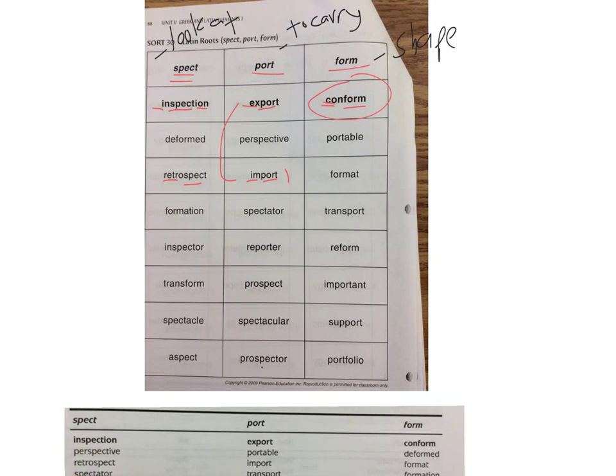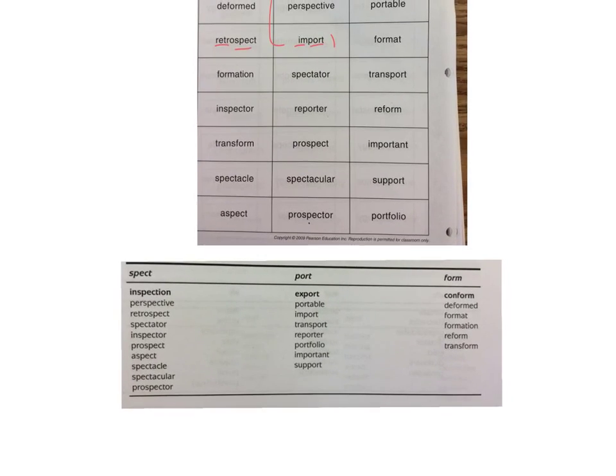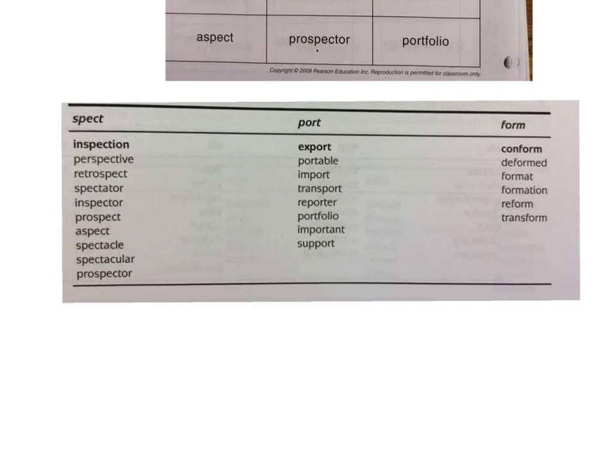Again, spect is look at, port is carry, and form is shape. So these words are all going to have something to do with looking at something. These are going to have to do with carrying or moving something. These are going to have to do with shape or format of something.